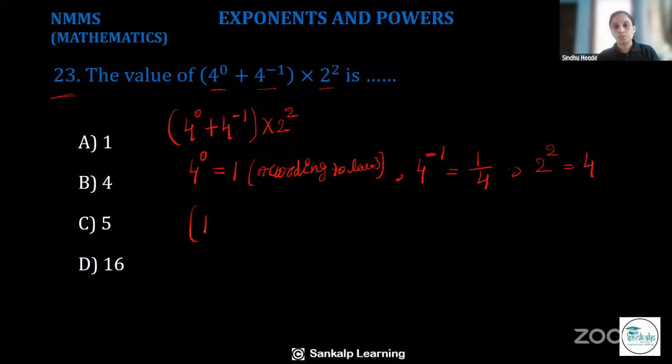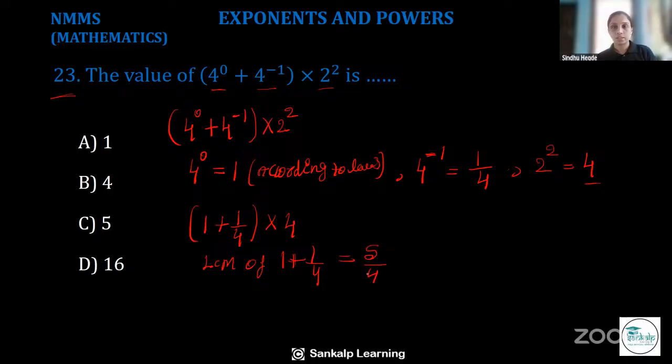Now substitute all this in the given expression. 4 raised to 0 is 1. 4 raised to minus 1 is 1 by 4. So 1 plus 1 by 4 into 2 square, which is 4. Now, first you should find out the answer for the number inside the bracket. 1 plus 1 by 4 is there. Take their LCM. So, 1 plus 1 by 4 is 5 by 4.